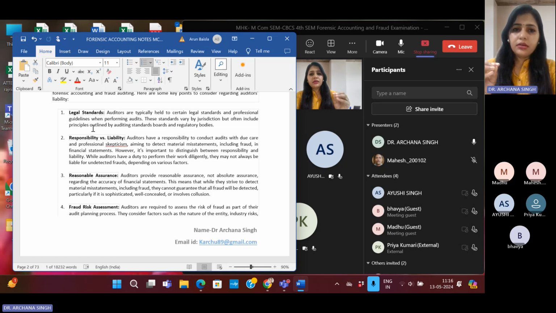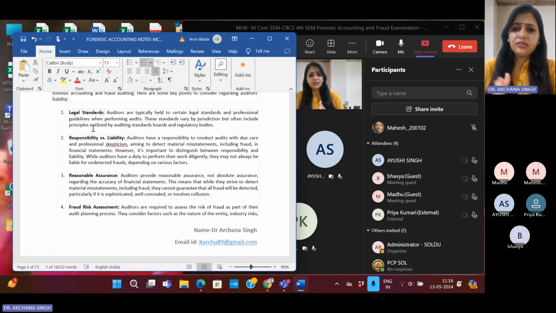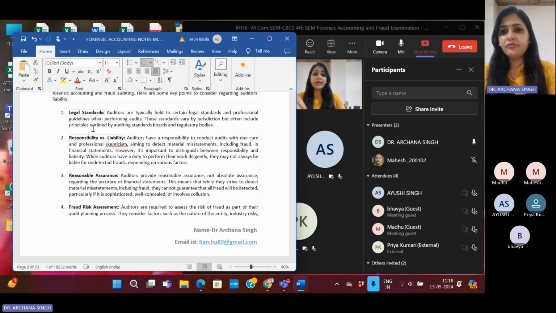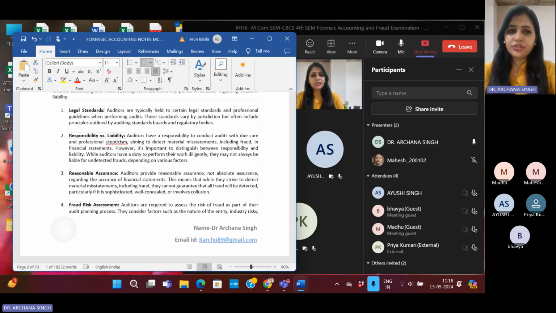Then it's important to distinguish between the responsibility and liability. While auditors have a duty to perform their work diligently, they may not always be liable for undetected frauds. So it depends upon various factors. Third is your reasonable assurance.